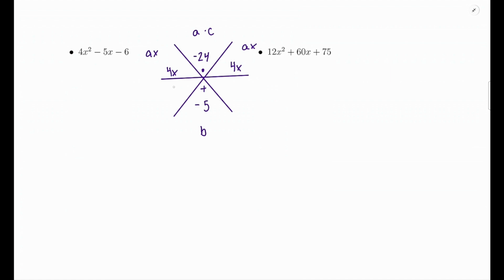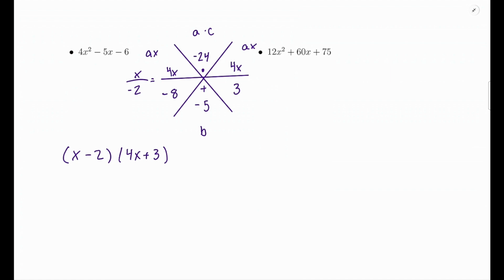In this case, after a little thinking, we get negative 8 and 3. Negative 8 times 3 is negative 24. Negative 8 plus 3 is negative 5. So there we go. Now the asterisk is giving you two fractions. You need to reduce these fractions. So 4x over negative 8 reduces to x over negative 2. And 4x over 3 does not reduce. Now our answer is x minus 2 times 4x plus 3. And we have it factored.